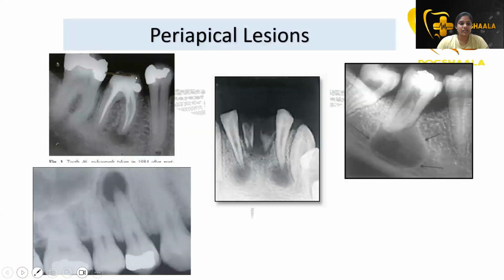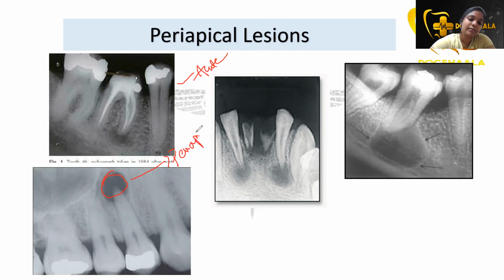Then coming to the images. With the description that I have given before, you can make out the images now. So the first image is showing a small lesion here. So it can be what? Acute condition, right? Then you can see a distinct border in this case. This can be the, what is it? Periapical granuloma. Okay, right.